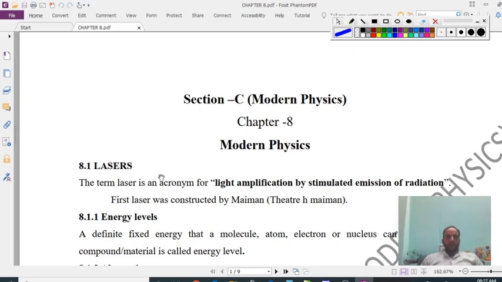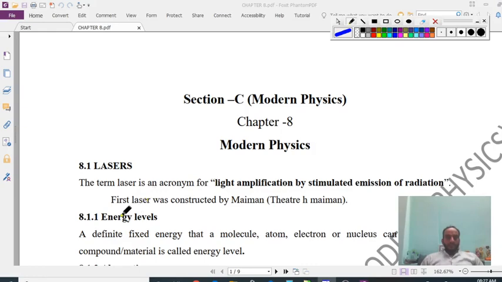First, lasers. The term laser is an acronym for light amplification by stimulated emission of radiation. In this we discuss first light amplification and then stimulated emission of radiation: how to amplify the light and how we achieve the stimulated emission of radiation. To discuss lasers, we should have knowledge of some basic terms.